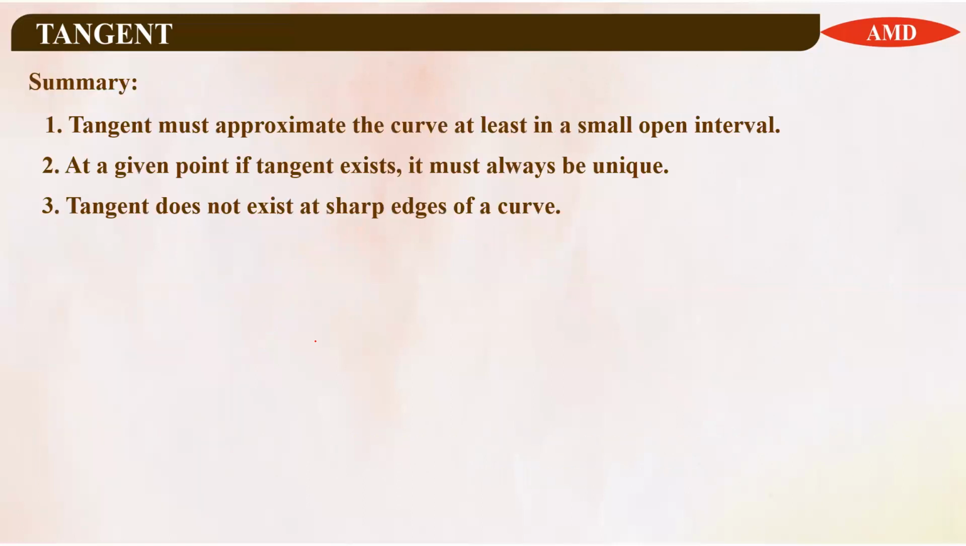Let me summarize what I said so far. First point: a tangent must approximate the curve at least in a small open interval. The second point: at a given point, if a tangent exists, it must always be unique. And the third point: a tangent does not exist at a sharp edge of a curve.